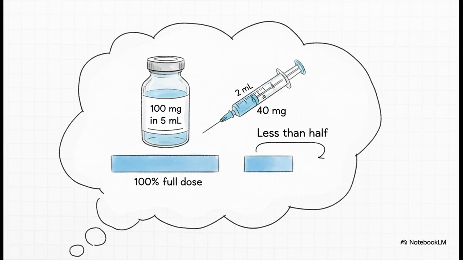And now for that crucial safety check. Our single dose is 40 milligrams. The bottle is 100 milligrams in 5 milliliters. Well, 40 is a little less than half of 100, and 2 milliliters is a little less than half of 5 milliliters. See? The logic holds up perfectly.